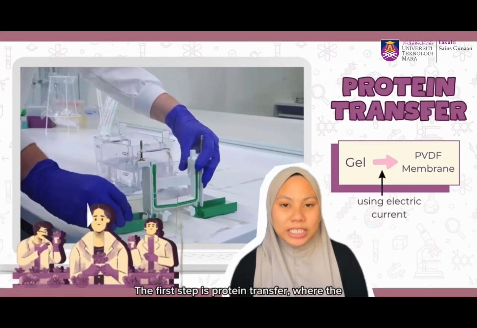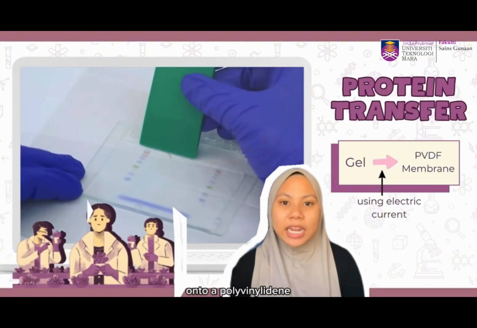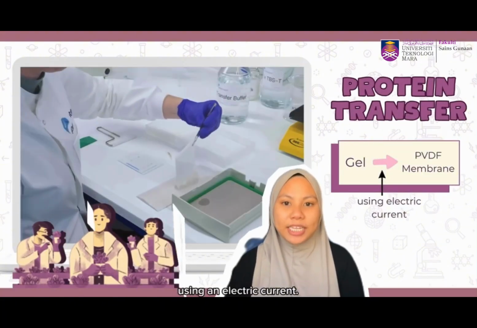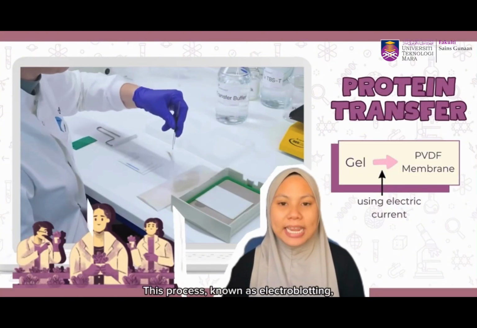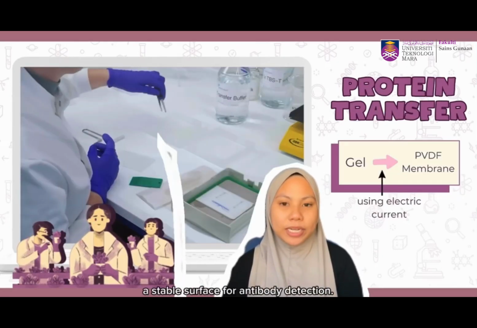The first step is protein transfer, where the proteins are transferred from the polyacrylamide gel onto a polyvinylidene fluoride, PVDF, membrane using an electric current. This process, known as electroblotting, preserves the protein pattern while providing a stable surface for antibody detection.